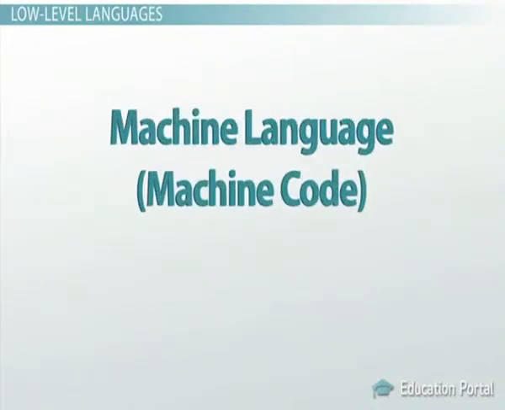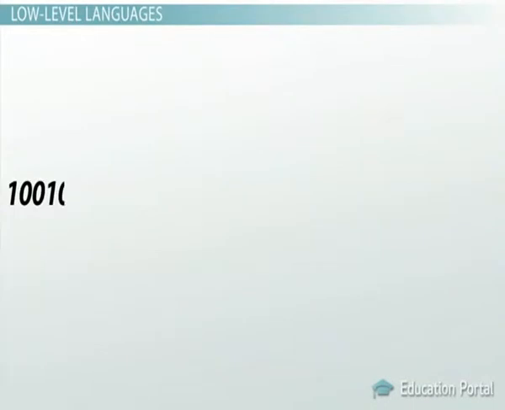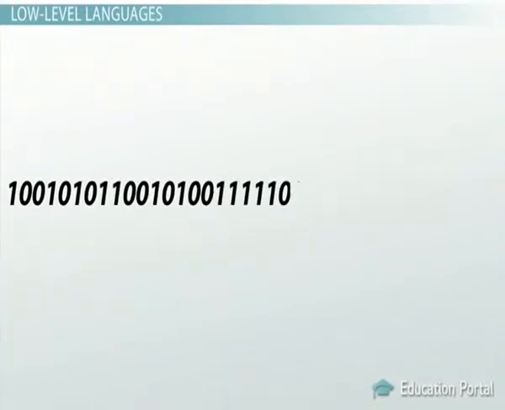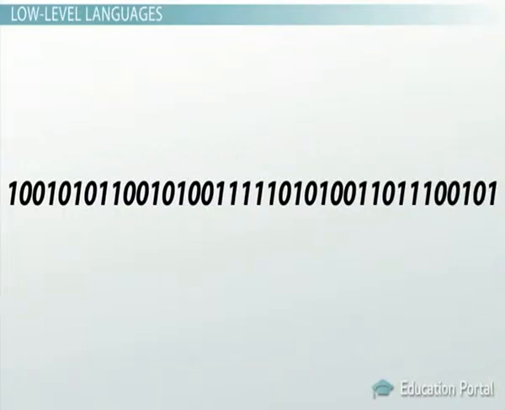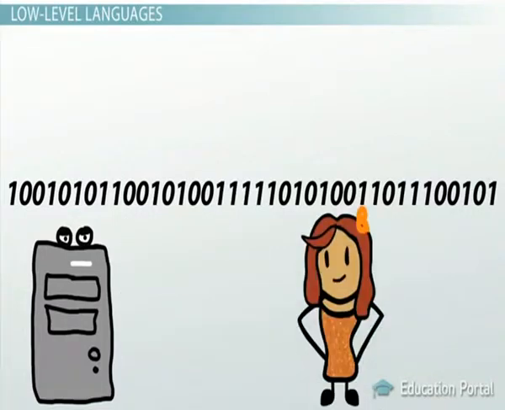Machine language, or machine code, is the only language that is directly understood by the computer, and it does not need to be translated. All instructions use binary notation and are written as a string of ones and zeros. A program instruction in machine language may look something like this. Technically speaking, this is the only language computer hardware understands. However, binary notation is very difficult for humans to understand.